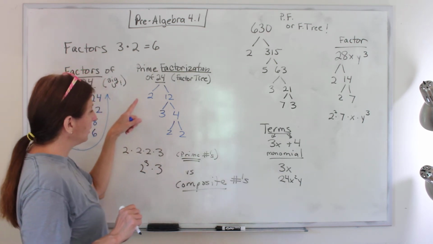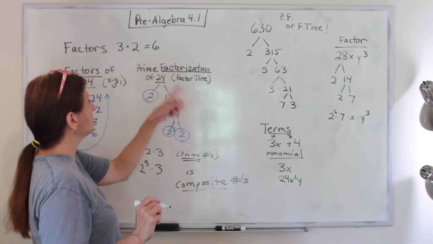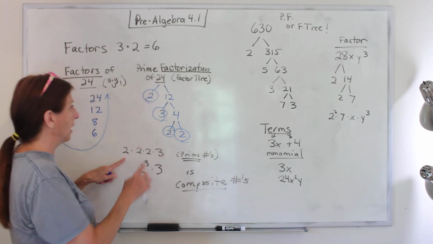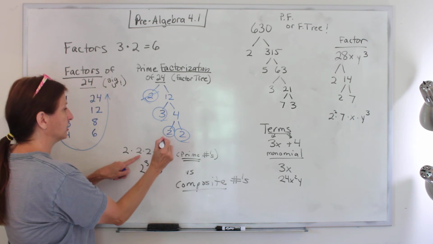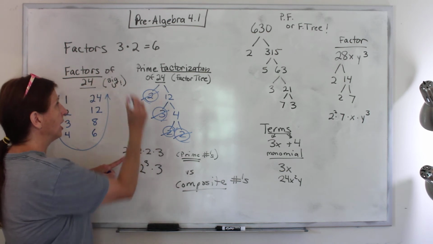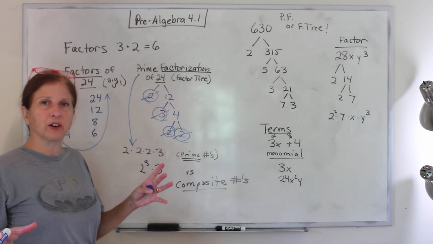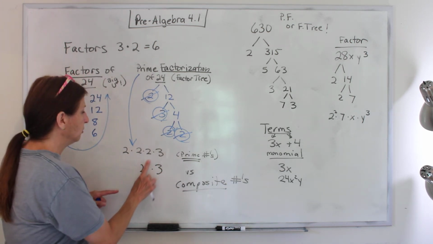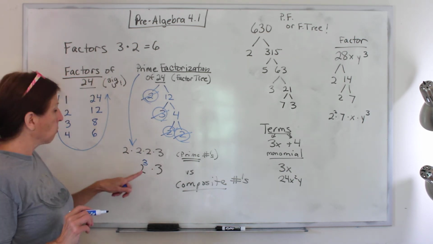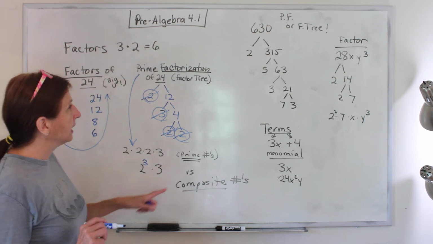Okay? So now that I've got this, these are the prime factors of 24. And I write them down in order as multiplying. So 2 times 2 times 2 times 3. That's the prime factorization of 24. But it's considered a little better etiquette, a little cooler, if you use exponents. So how many 2's do I have? I have 3 of them. So I could do 2 to the 3rd power times 3.